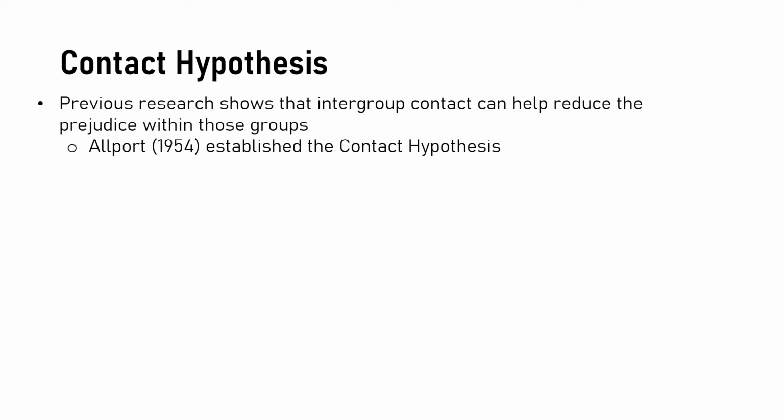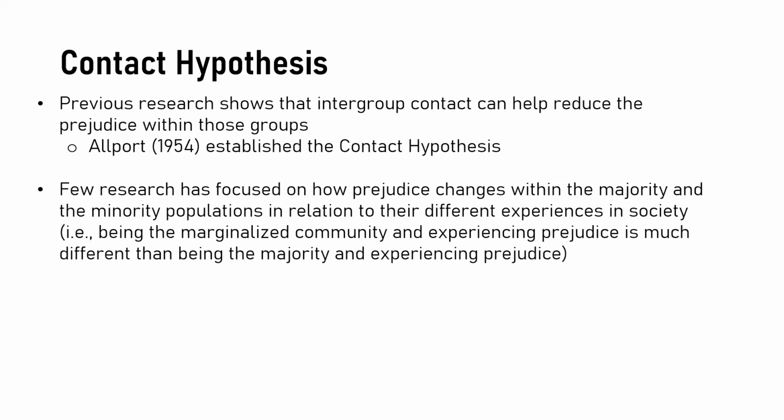When looking at how stereotypes develop and how to mitigate them, the contact hypothesis is one that comes up often. So previous research shows that intergroup contact can help reduce the prejudice within those groups, which was proposed by Allport in 1954, who established the contact hypothesis. However, there's been little research on how prejudice changes within the majority and minority populations in relation to their different experiences to that stereotype.